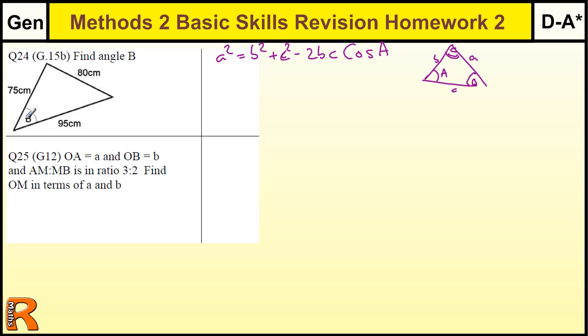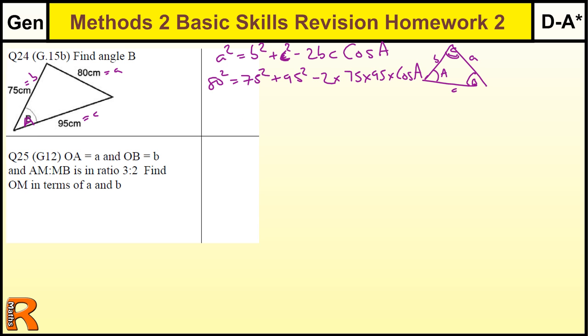So all I really need to do is ignore that B and change that to an A, and I've just bunged the numbers into this formula where this is little a. These can be any order, B or C, because it doesn't matter. So a squared is going to be 80 squared, b squared is 75 squared, c squared is 95 squared, minus 2 times 75 times 95 times the cos of A.